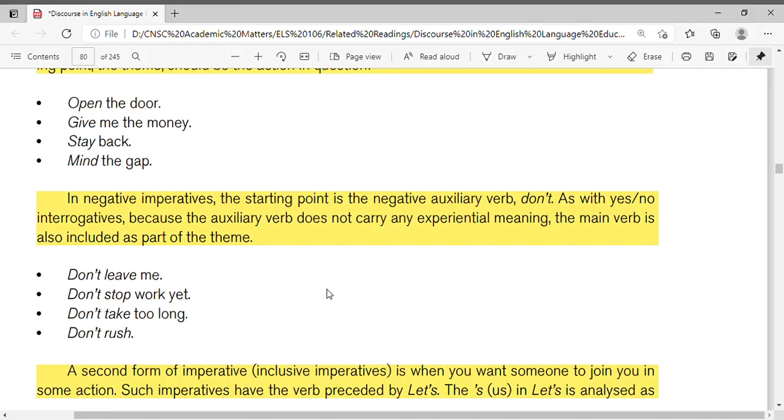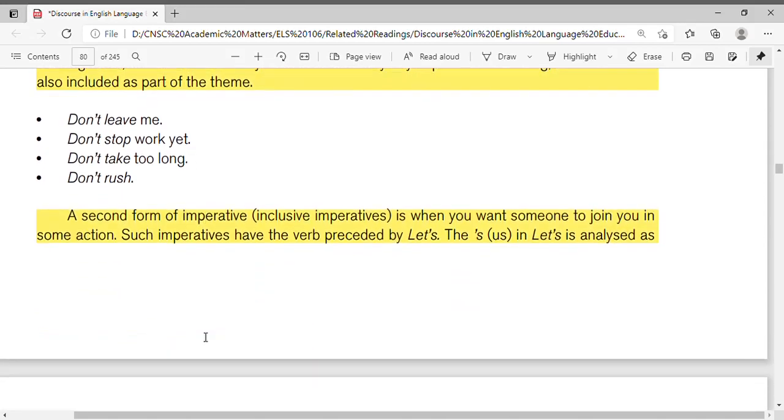As with the yes-no interrogatives, because the auxiliary verb does not carry any experiential meaning, the main verb is also included as part of the theme. So here: don't leave, don't stop, don't take, don't rush. The composition is the negative auxiliary don't and the main verb. So both are considered to be part of the theme.